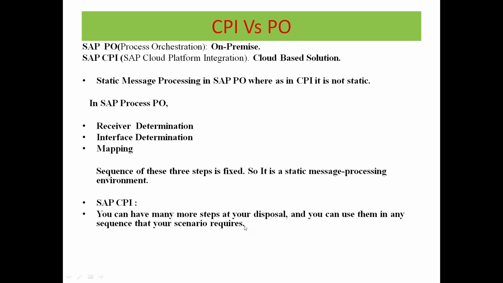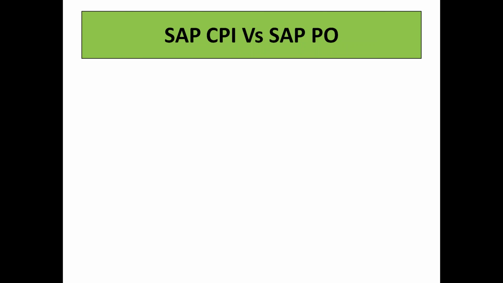As I mentioned, in SAP CPI we have more steps at your disposal, and you can use them in any sequence that your scenario requires. CPI's message processing uses Apache Camel. I have also explained this a while ago. It is just a simple thing. I will explain it to you later. Okay.